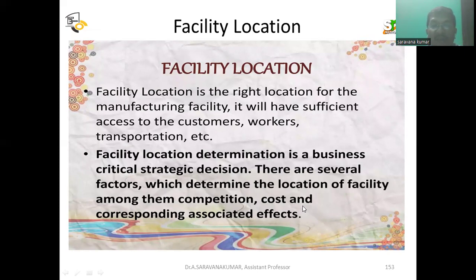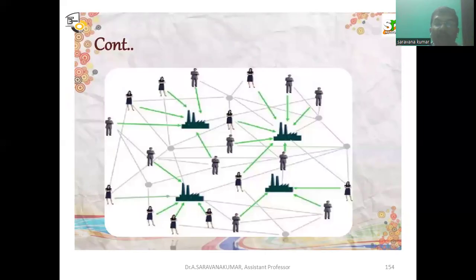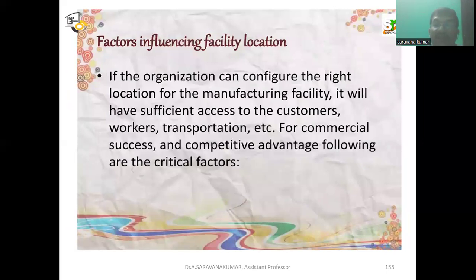There are several factors which determine the location of a facility, among them competition, cost, and correspondingly associated efforts. Now you can see the picture, it will be easily accessible. Factors influencing facility location. What are the factors influencing facility location? If the organization can configure the right location for the manufacturing facility, it will have sufficient access to the customers, workers, transportation, etc. For commercial success and competitive advantage, the following are the critical factors.